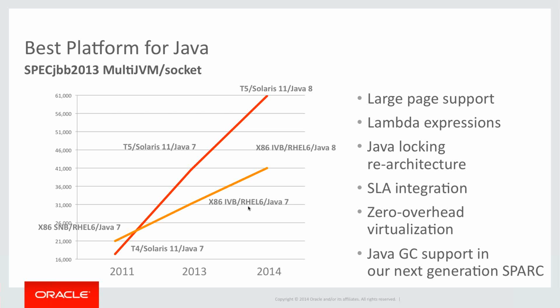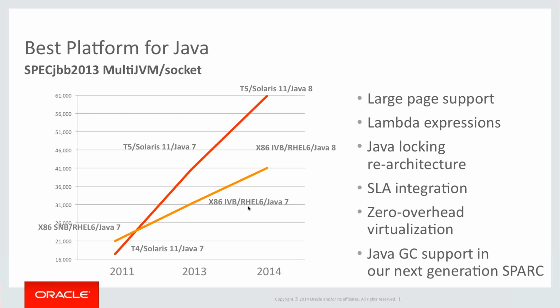One of the things people are talking about is how do you get the best performance out of Lambda expressions. They're very functionally useful for developers, but is there too much abstraction happening there? We've done a lot of work to make sure that we get the best performance possible out there. Support for the really large memory pages that our new hardware can support as well. Making sure we've got Java locking well integrated. As I mentioned, of course, being able to do the network flows for SLA integration.